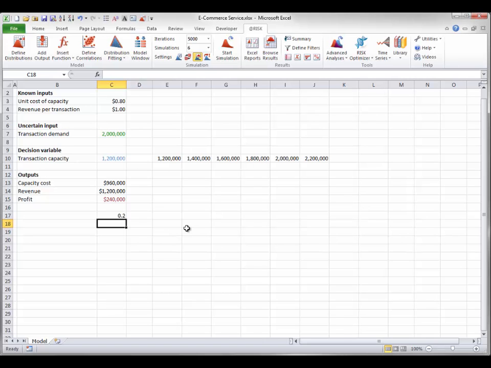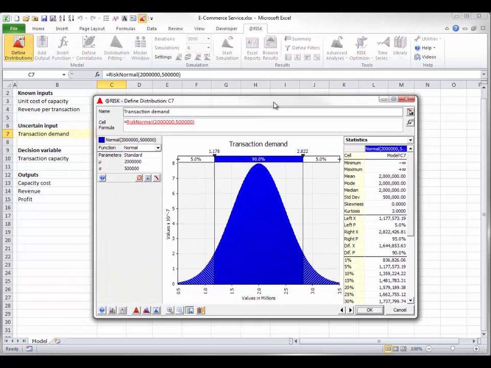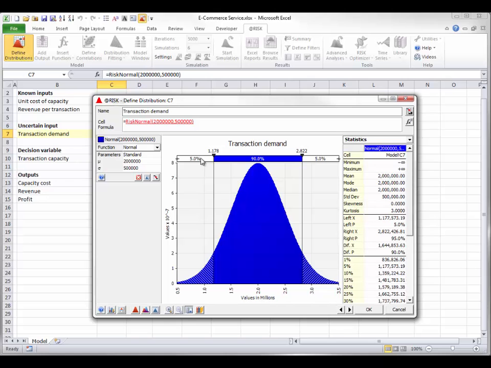According to the theory, the capacity should be set to this percentile of the demand distribution, which can be found easily with at-risk's defined distributions tool. So I'll set the percentile to 20%. And I see that the value is close to 1.6 million, as we saw before, a little less. And I can see that the resulting percentile is a little less than 1.6 million. That's the capacity that should be used.